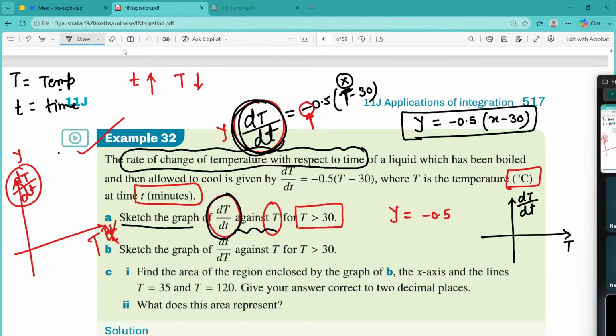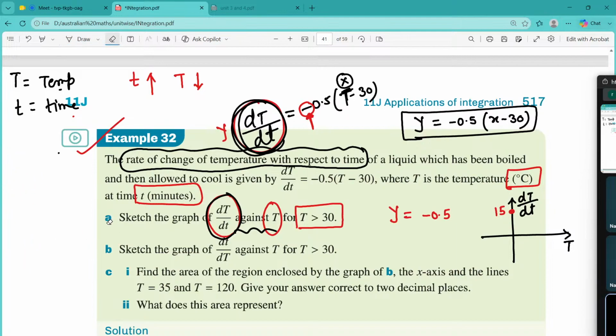How can we plot this? Just put x equals 0. If you put x equals 0, what will you get? Then second, solve it. What will you get if you put y equals 0? 30. Correct. It means this is your 30. So you should have a plot like this, isn't it?